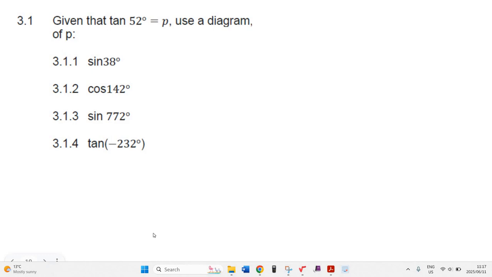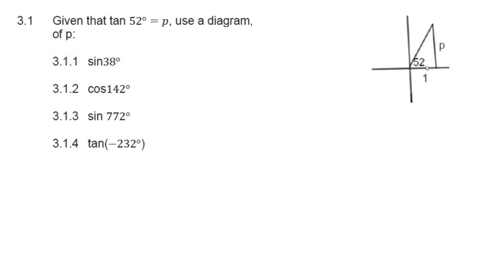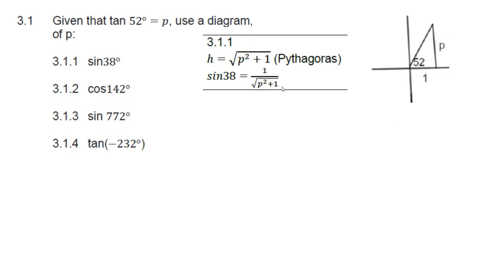Okay, let's try this first trigonometry question. They say that the tangent of 52 degrees is equal to p. Use a diagram. Well, use a diagram means draw a triangle with 52 degrees, and the tangent is p, so p over 1, opposite over adjacent. The hypotenuse must be the square root of 1 plus p squared.